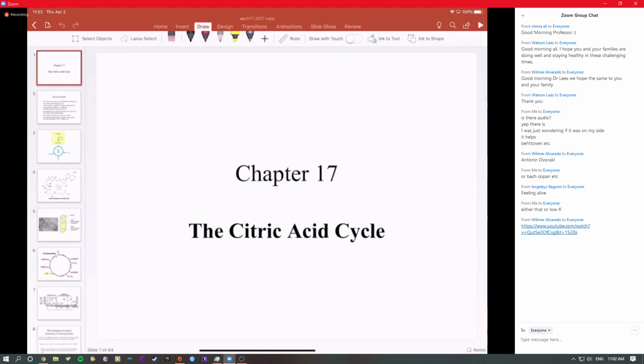And in this process, they generate, in effect, reducing equivalents of NADH or FADH2. This NADH and FADH2 then goes on to produce ATP. Also during the process, you produce some NTP slash ATP directly. And the first part of this is the citric acid cycle.